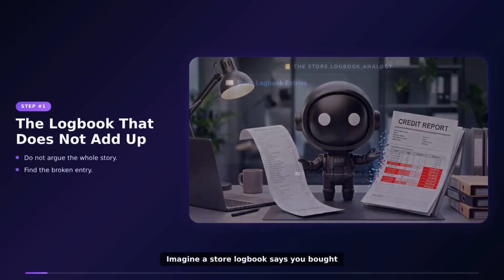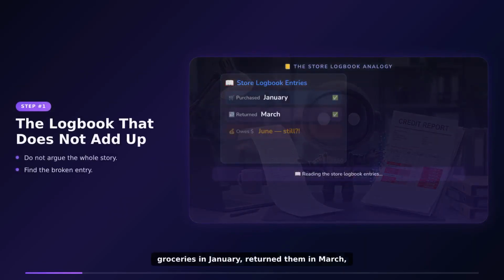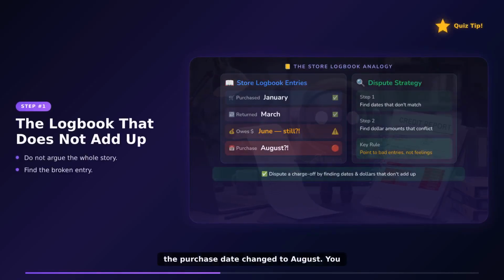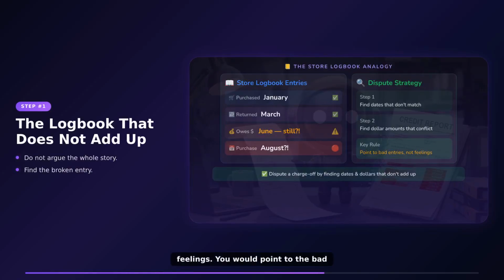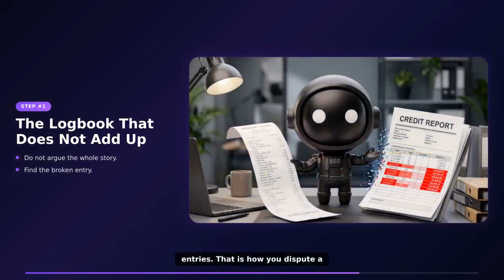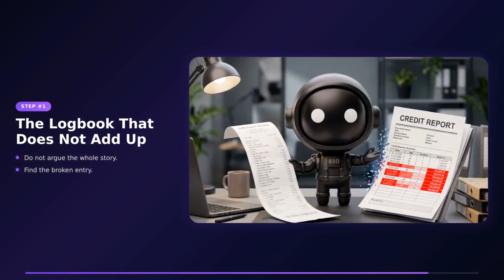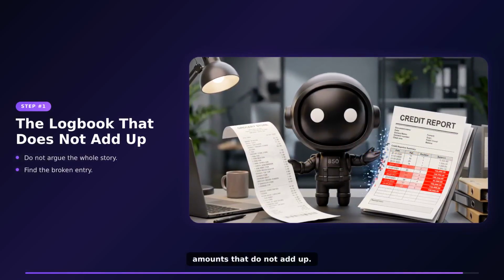Imagine a store logbook says you bought groceries in January, returned them in March, still owe money in June, and somehow the purchase date changed to August. You would not argue with the cashier about feelings. You would point to the bad entries. That is how you dispute a charge-off. You look for dates and dollar amounts that do not add up.